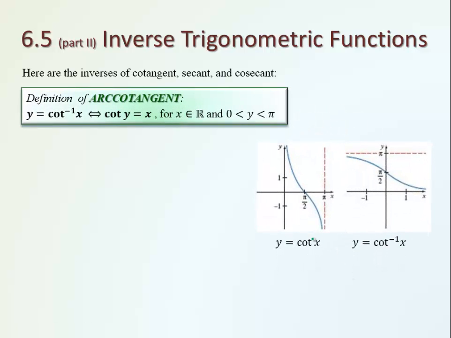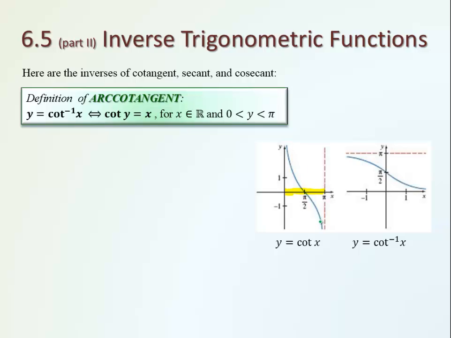Let's recall the shape of the cotangent function. We have a decreasing wave like this, and this wave repeats itself every pi. Since we have this repetition, as usual, we need to restrict the domain of cotangent to a certain one-to-one section in order for the inverse to be a function. So the domain that we want to restrict cotangent to will be 0 to pi.